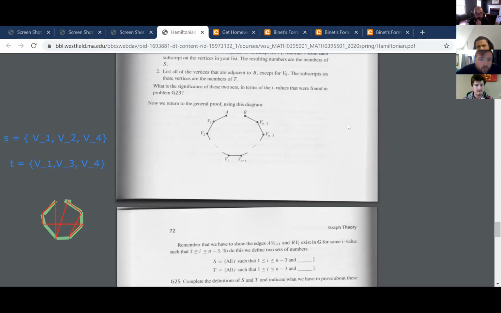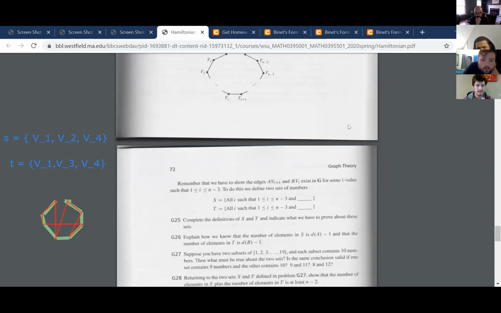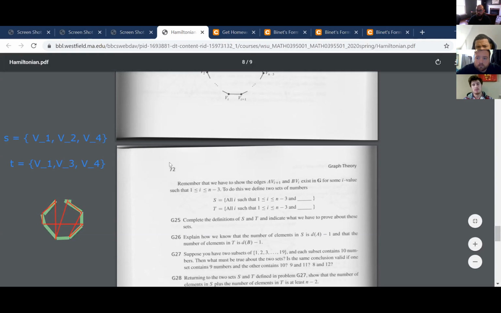So it says, now we return to the general proof using this diagram. And remember, we have to show this and P for some i values. So your goal here is to show that these sets S and T, when you look at their intersection, it's not empty. If you can show that in every case the intersection of S and T is not empty, there is one of these choices for i, and then you can do the fish or figure 8 to extend to a Hamiltonian cycle.